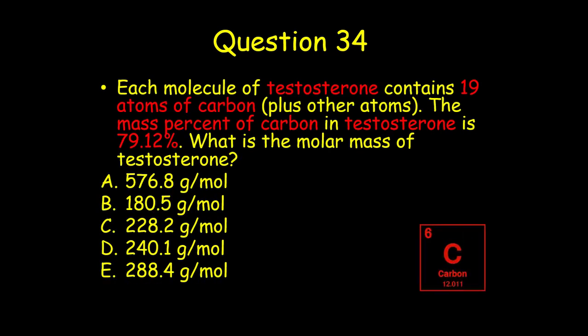Question 34. Each molecule of testosterone contains 19 atoms of carbon, plus other atoms. He didn't mention these atoms. The mass percent of carbon in testosterone is 79.12%. What is the molar mass of testosterone? 576.8 grams per mole, 180.5 grams per mole, 228.2 grams per mole, 240.1 grams per mole, 288.4 grams per mole. Try to solve this equation.